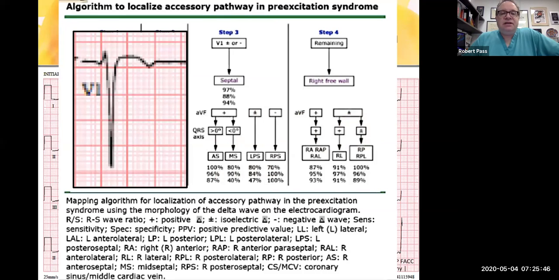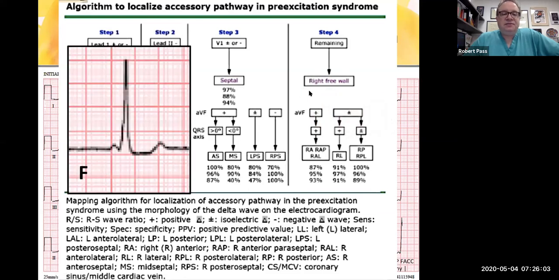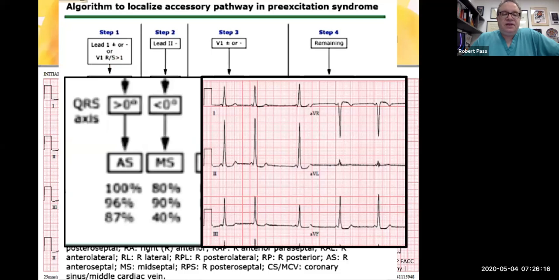Now in step 3, we look at V1 to see whether it's isoelectric or negative. And here I think we would say it could potentially be isoelectric. It's hard to say, so I'd say yes on this one. And now we're looking at aVF, and I think we would agree that the delta wave is positive in aVF. Then to figure out whether it's anterior or mid-septal, we look at the QRS axis. If the QRS axis is greater than 0 degrees, as it is in this case, because we have upright QRS in 1 and F, it would put it in the anterior septal region. And you see the sensitivity, specificity, and positive predictive value are very high if you have this pattern.